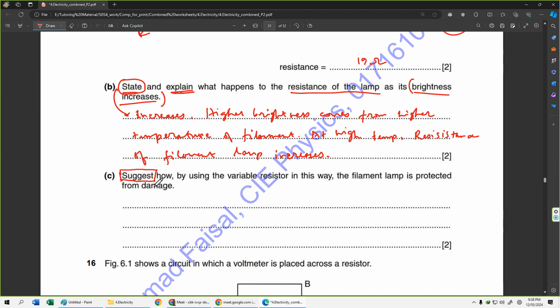আমি সেন্টেন্সটা আবার বলতেছি, decreasing the variable resistor's resistance slowly increases the voltage across the filament lamp slowly as well. This allows the temperature of the entire filament to rise up gradually, avoiding any uneven heating. This is the interesting word, avoiding any uneven heating, and thus it protects the filament lamp.